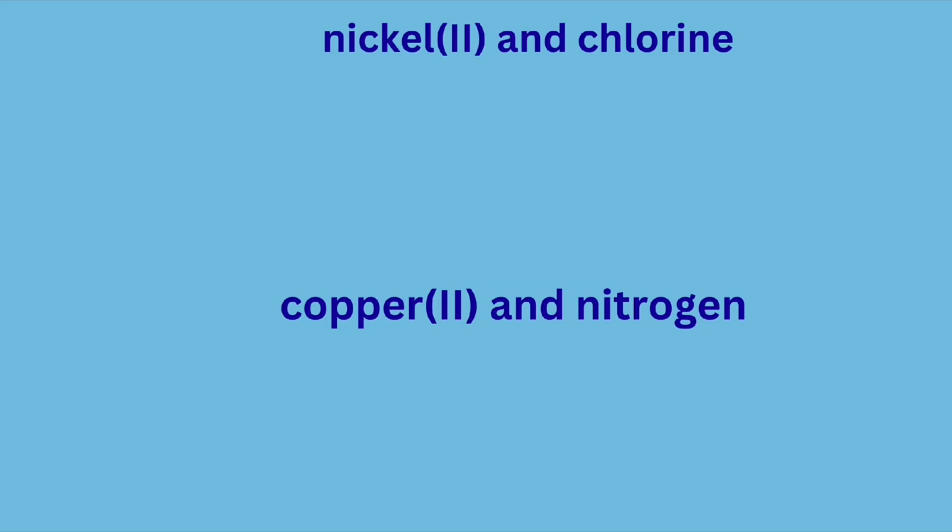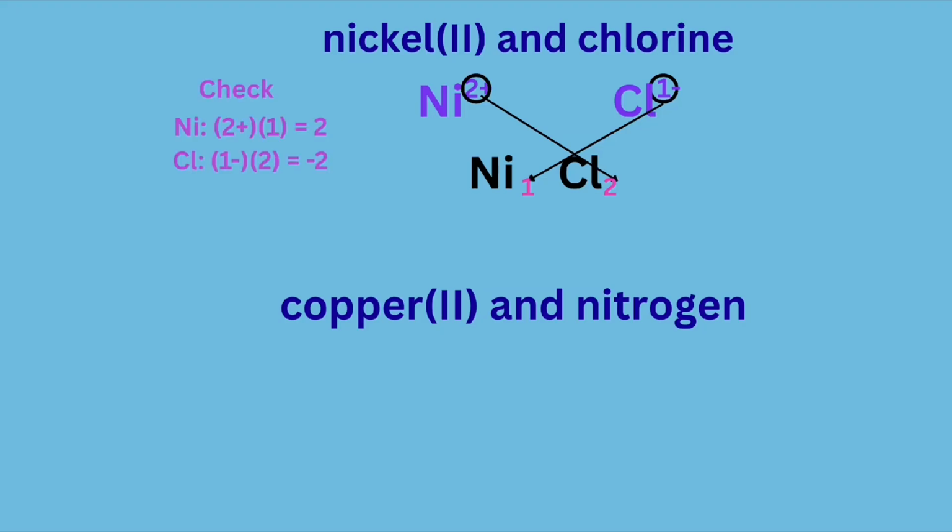Here's a chance for you to try on your own. You have two practice problems, if you will. You see nickel has a 2+ charge. What's the charge of chlorine? Remember to swap and drop. Check your response. Everything adds up, so NiCl2 is your formula for nickel 2 and chlorine.